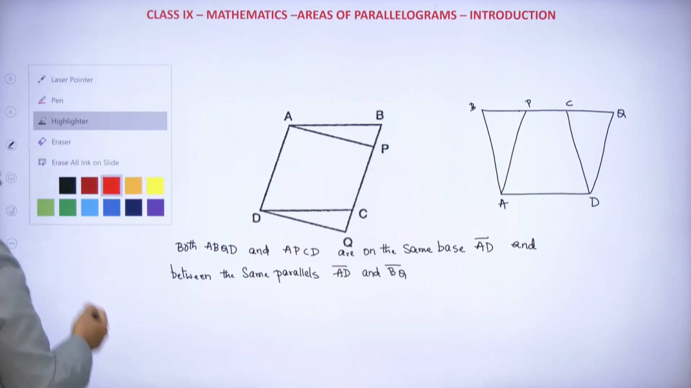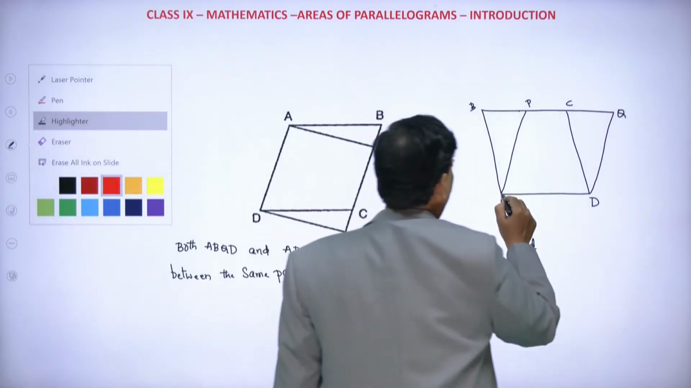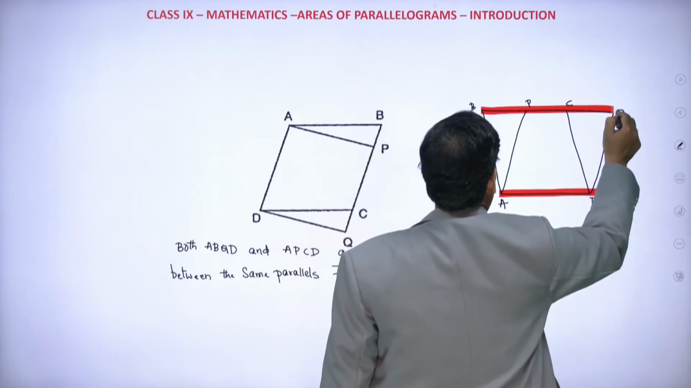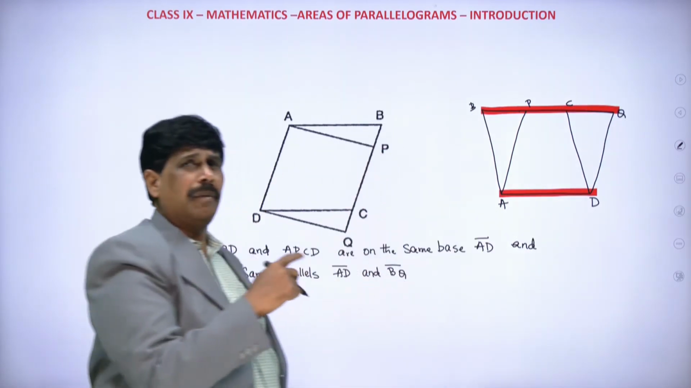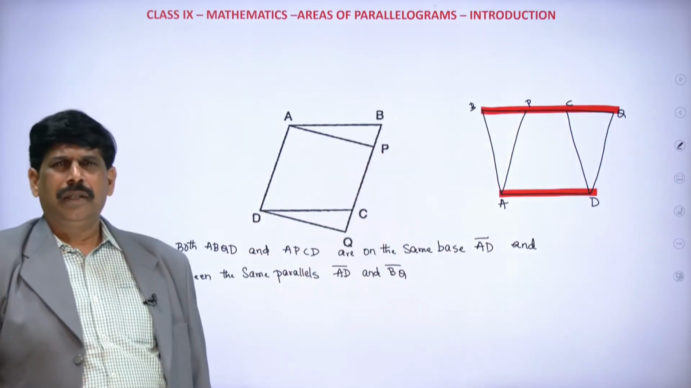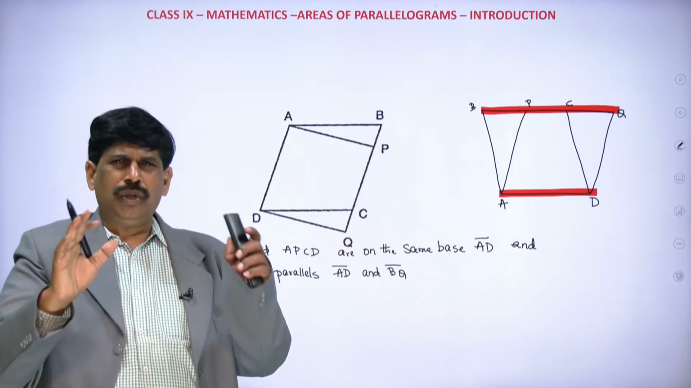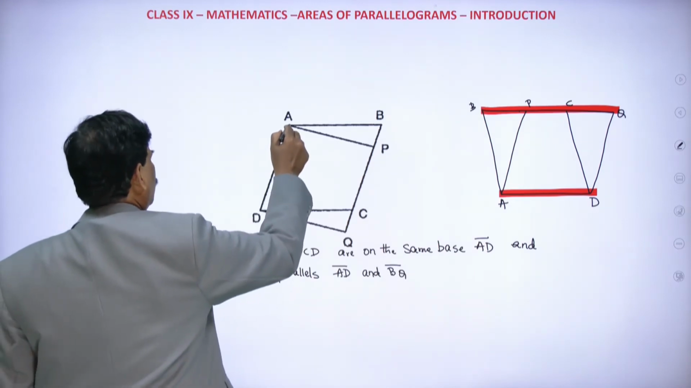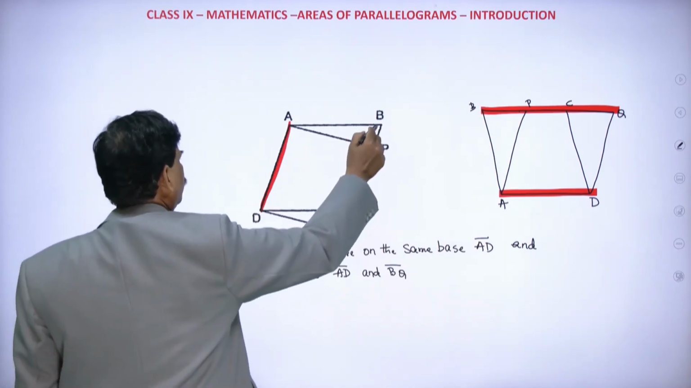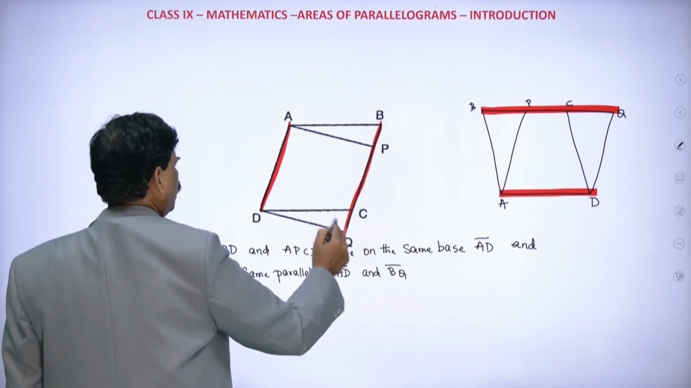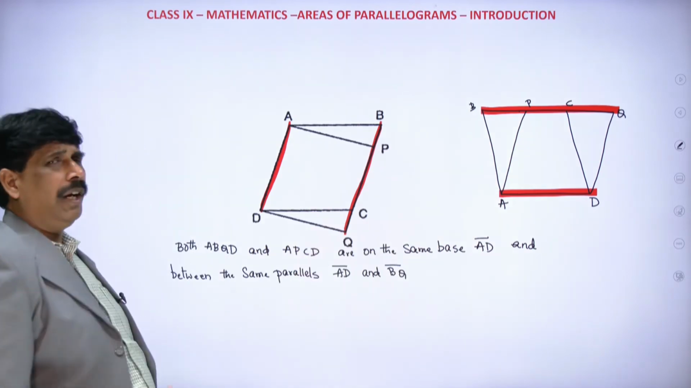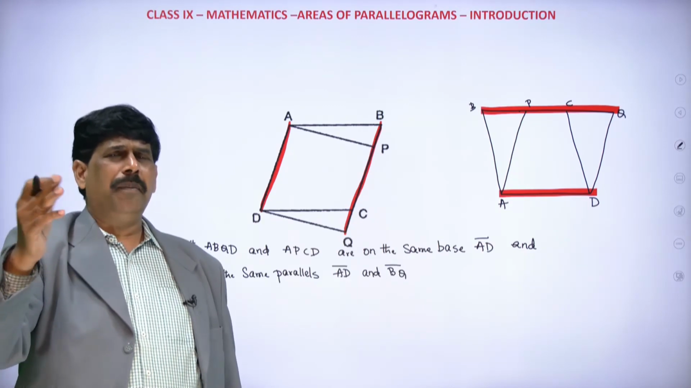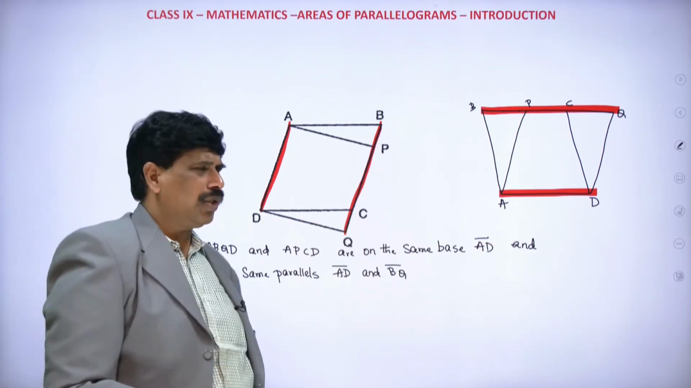Clear? Now let us see here. This is AD. This is BQ. Both of them are parallels. Clear? So you should be able to identify, in the given figure, the common base and the same parallels. Let us see the next one now.